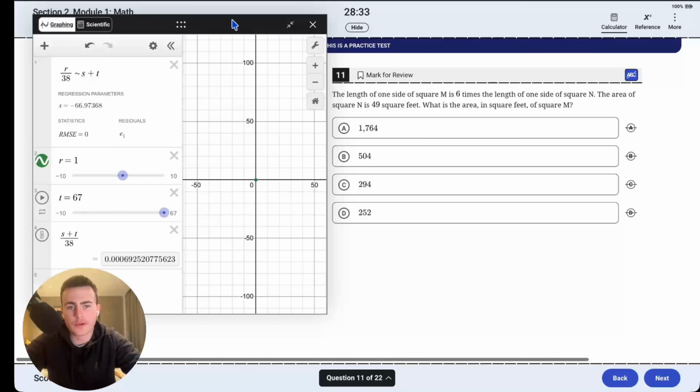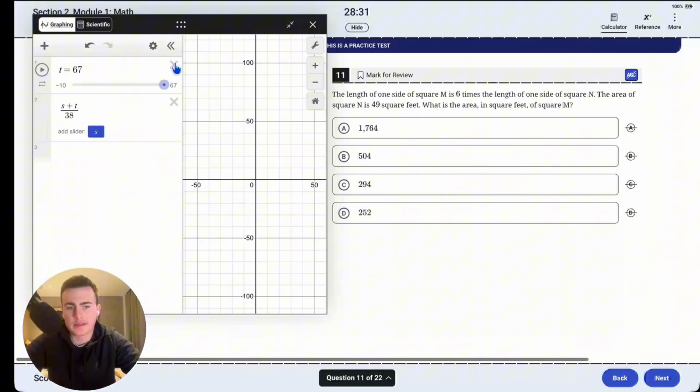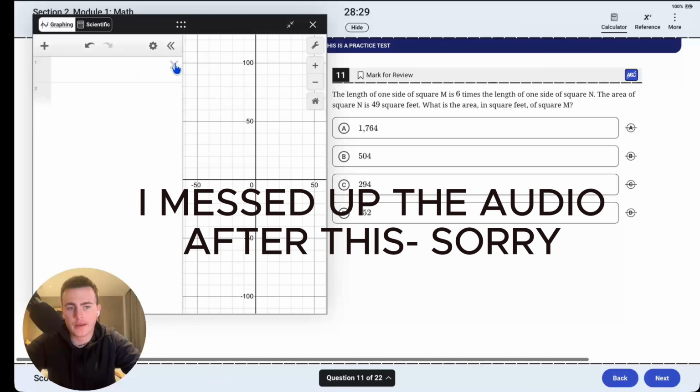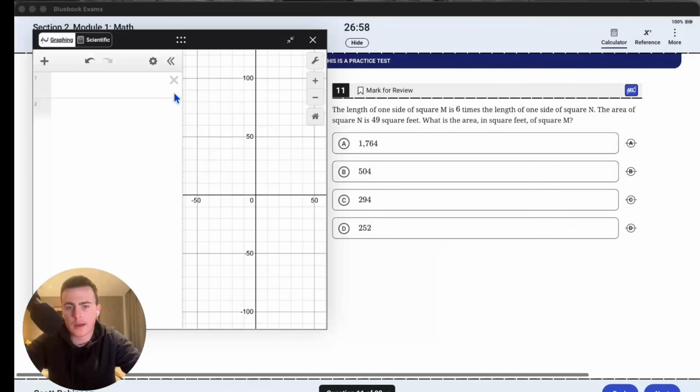Okay, so the length of one side of square M is 6 times the length of one side of square N. The area of square N is 49 square feet. What is the area in square feet of square M? Okay, well, I need to figure out how to start drawing here. Hold on. Okay, sorry, we're back. I'm burning some time here because I need to draw this out for you guys.